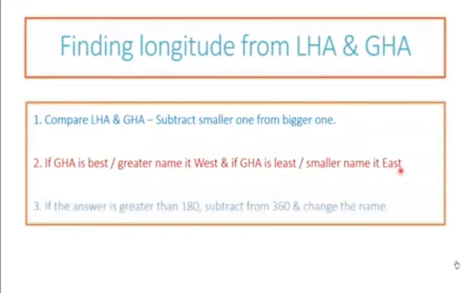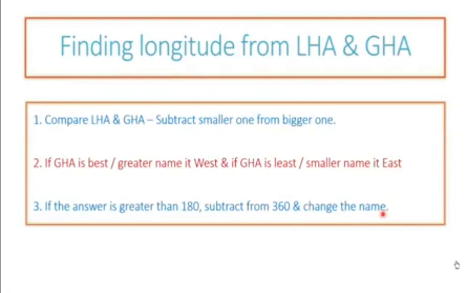Once it is done, now the last thing: in case by following the previous two steps you obtain an answer which is greater than 180, note that our longitude cannot be more than 180. We have two hemispheres, eastern and western, both stretching up to 180 degrees. So in case you get an answer greater than 180, subtract it from 360 and change the name. We had done the naming in step number 2. The value coming more than 180 basically tells you that it is in the other hemisphere.